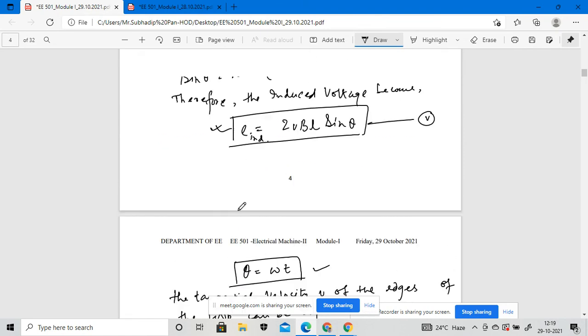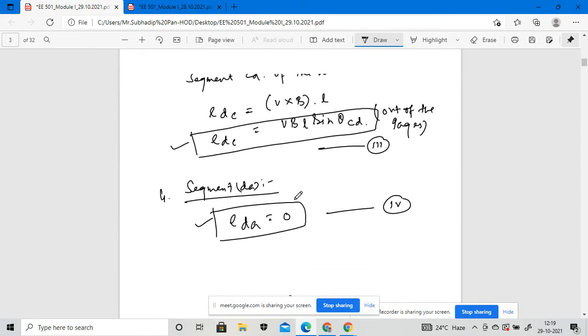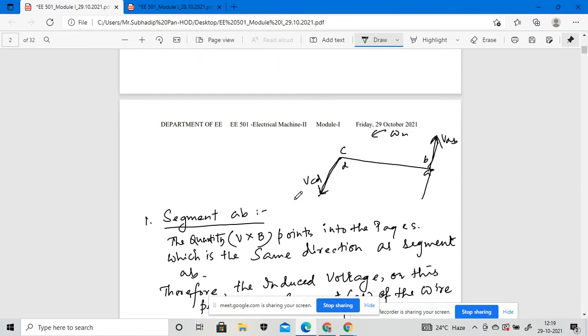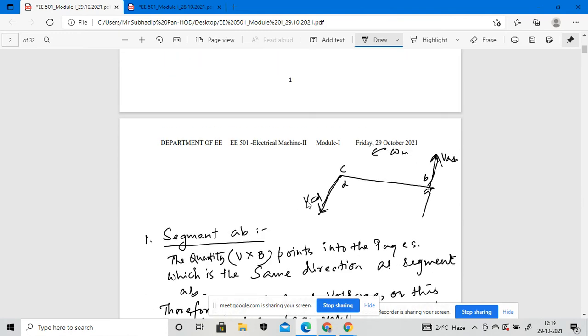So what is r? Suppose this is the point we are considering over here; this will be my r. So r is the radius from the axis of rotation out to the edge of the loop, and omega is the angular velocity of the particular loop.